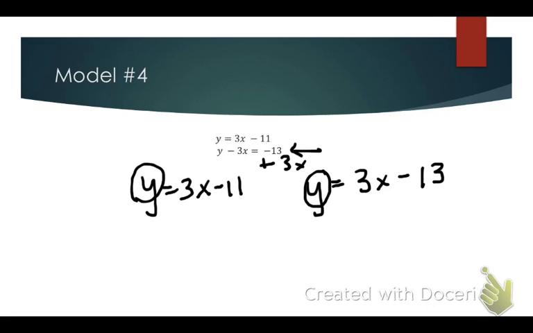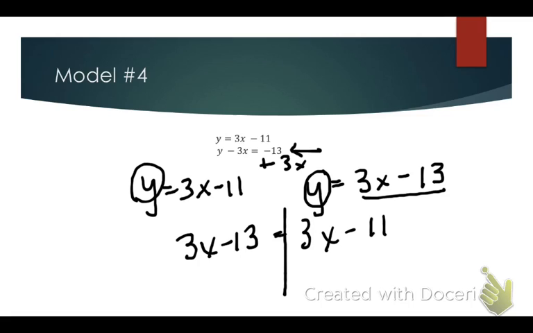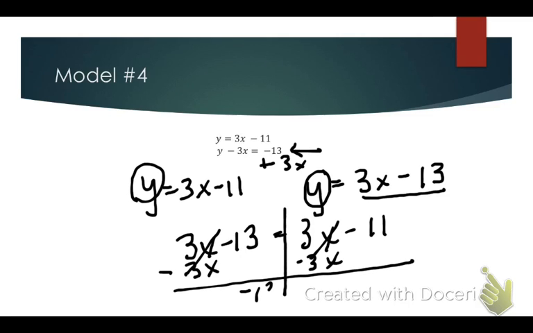So where it says y here, I'm going to substitute in 3x minus 13. So I'm going to get 3x minus 13 equals 3x minus 11. And some of you might already know that I can cancel 3x from both sides. I'm going to go ahead and just subtract 3x from both sides. And these cancel down. I'm left with negative 13 equals negative 11.